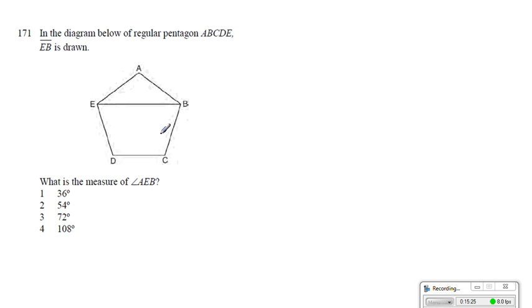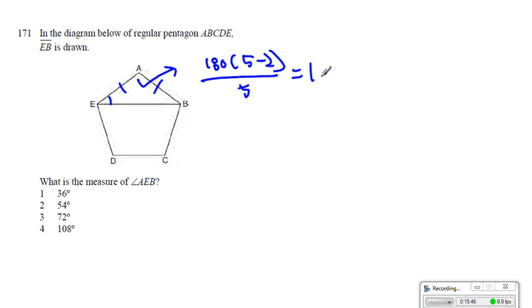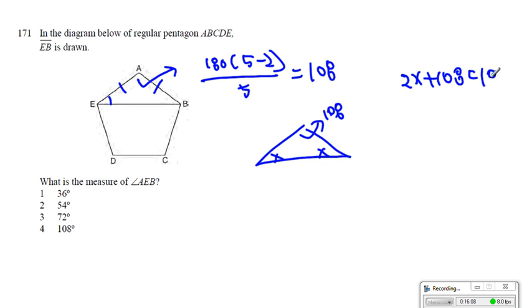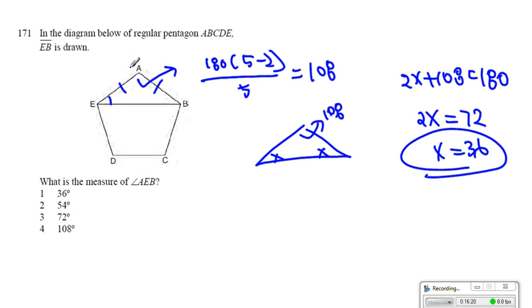Alright, here we have, what is the measure of angle AEB? Did you notice that since it's a regular pentagon, this side is equal to that side? And those of you who memorize the angle, or using the same way as before, 180 times 5 minus 2 divided by 5, then I'm hoping that all of you will realize that this must be equal to 108 degrees. Since this is an isosceles triangle, one angle is 108, then the other angles have to be x and x. What we can do is 2x plus 108 must be equal to 180. By subtracting 108, 2x becomes 72, where x becomes 36. So therefore, angle AEB, which we called x, must be equal to 36 degrees.